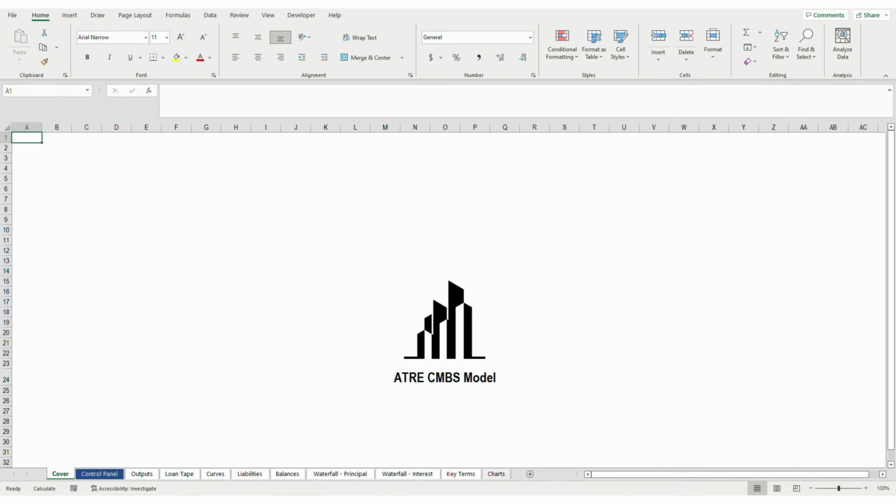Welcome back to part 3 on my 70 loan CMBS model. In this video, I will tie the remaining elements of the model together, those being the balances, liabilities, outputs, and control panel tabs. I will briefly touch on the principal waterfall before describing how all of the worksheets work together to value each tranche.